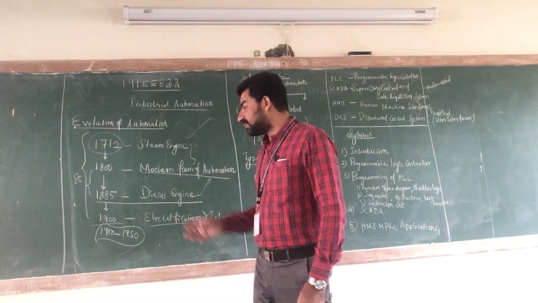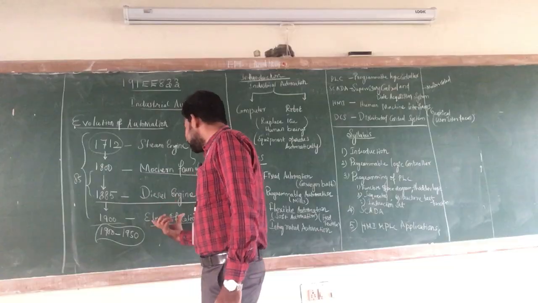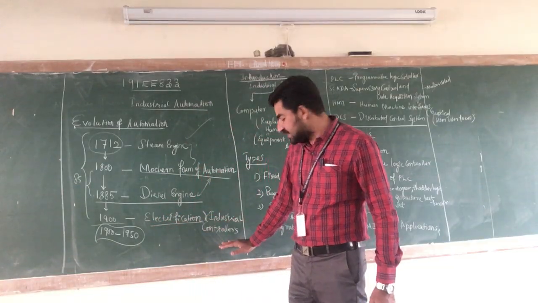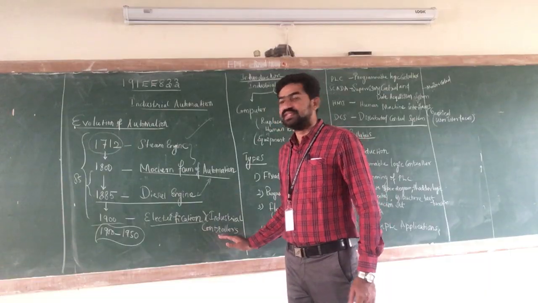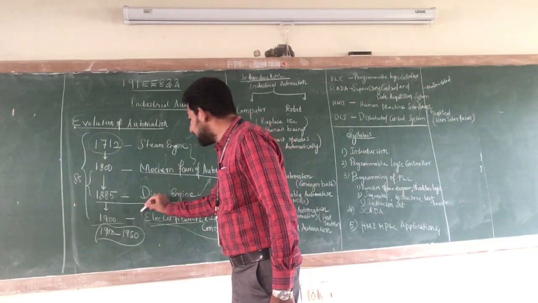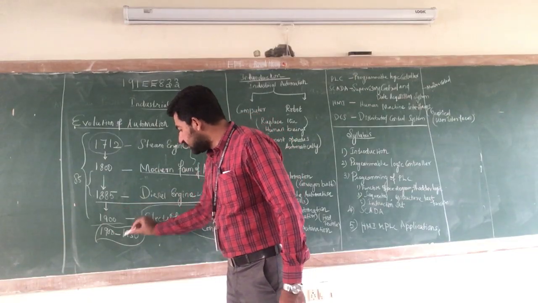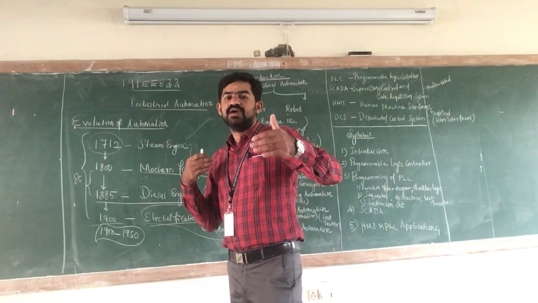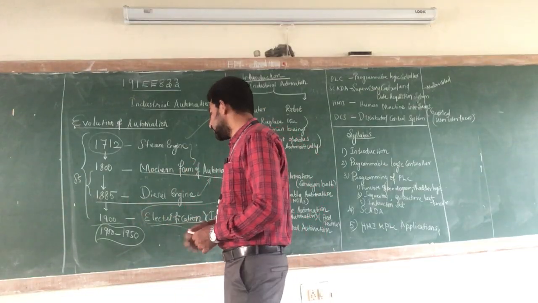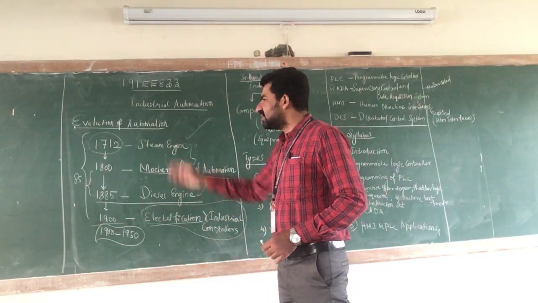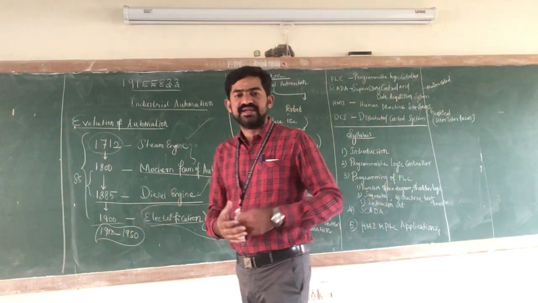Why do people specifically monitor this period? Because in this period, people introduced electrification and the industrial controller. These two important terms were introduced in the years 1900 to 1950s. So, we are talking about the 19th century, and in the 20th century, people introduced the electrification process. This is the basic history of industrial automation.